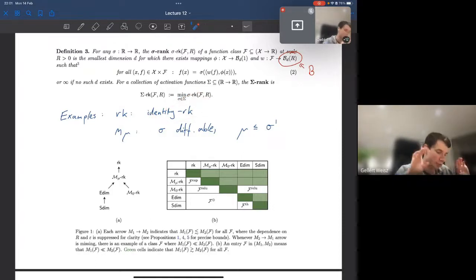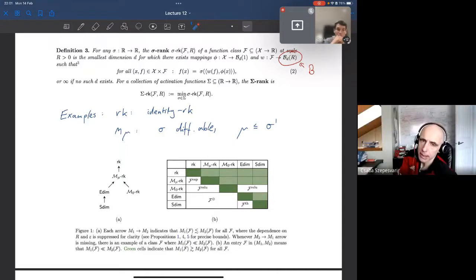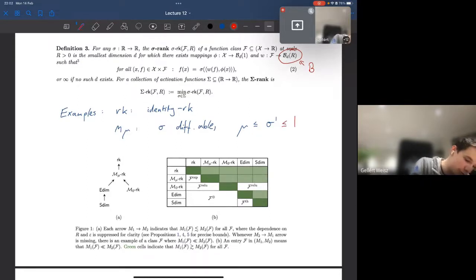And then what this paper is all about is finding relationships between the ranks, which are this dimensionality required for different sigmas to express a function class, and the eluder or the star dimension. So the arrows here mean that, yes, Chimo? Just before that, this differentiability, is there a typo here? So you want to say that sigma prime is upper bounded in absolute value by mu. Sorry, big mistake. Less than or equal to one.